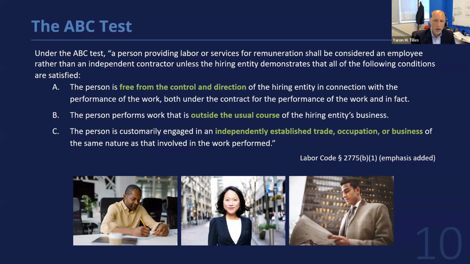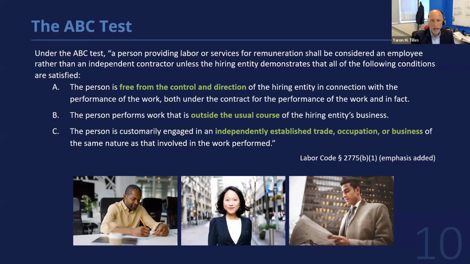A, the person is free from the control and direction of the hiring entity in connection with the performance of the work, both under the contract for performance of the work, and in fact. B, the person performs work that is outside the usual course of the hiring entity's business. And C, the person is customarily engaged in an independently established trade, occupation, or business of the same nature as that involved in the work performed.